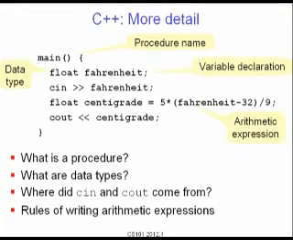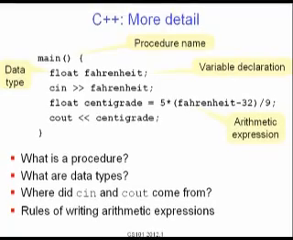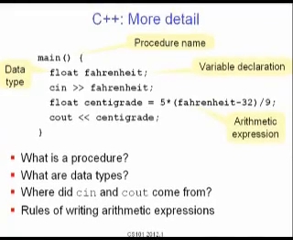What is a procedure? What are data types? Where did the cin and cout come from? And the rules of writing arithmetic expressions. Okay, we'll look into each of these in more detail in subsequent lectures, but for the first lecture, let's see how this works. So let me take a text file and try actually something much simpler.